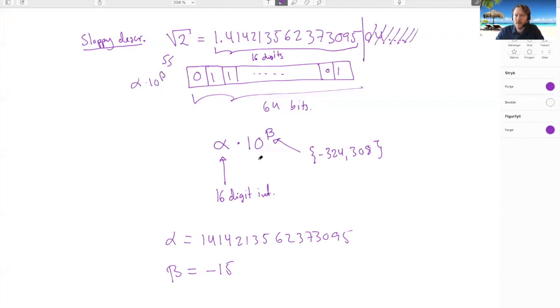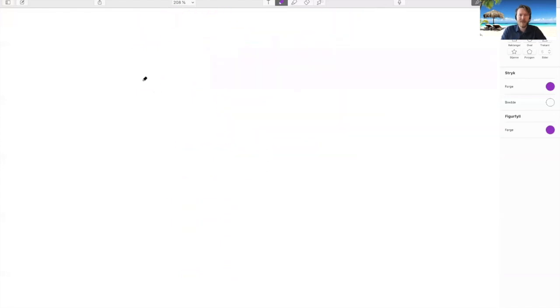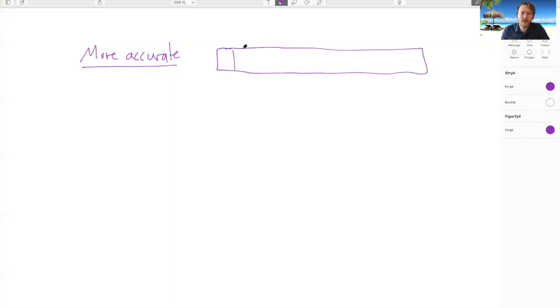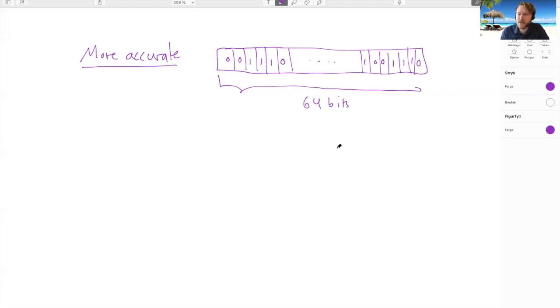So let's now talk about the more accurate description of how a floating point number is really stored in Python. First of all, we need to recall that this is stored as a string of zeros and ones. Each of these represents a bit, and all in all, we have 64 bits here. We now group these together in specific ways to represent the floating point number. Some of this will be this 16-digit thing, and some of this will be this exponent. So how does that work?